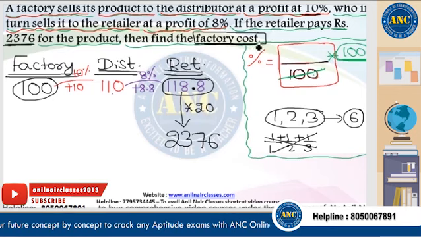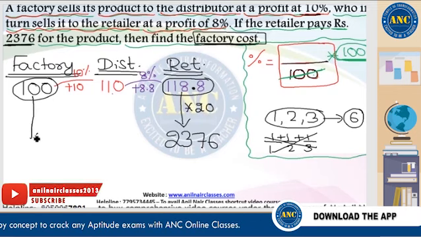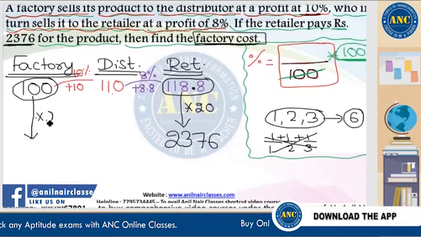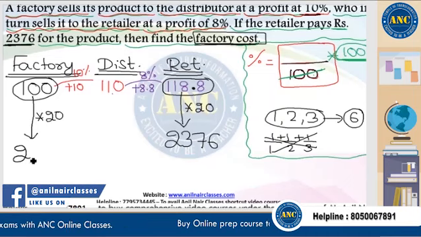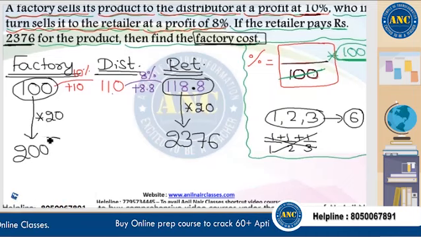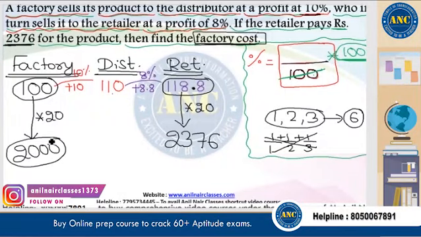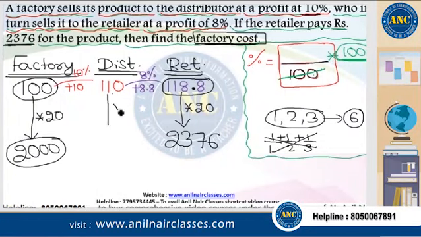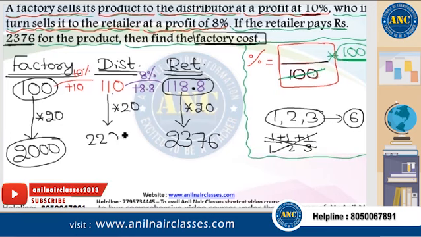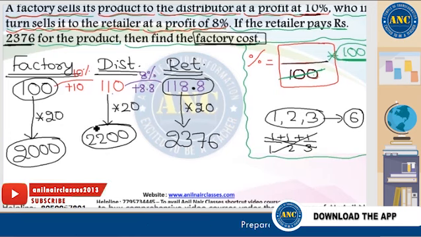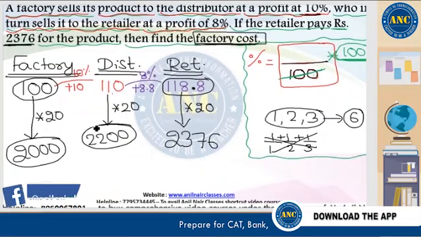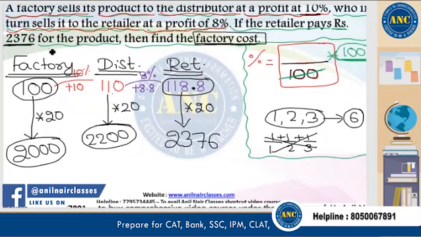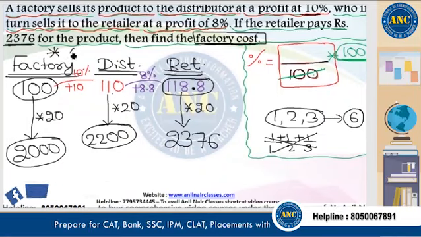Your question is find the factory cost. Factory cost of 100 also multiply by 20. 100 into 20 is 2000. The answer for this question is 2000. Suppose by chance they ask you to find the distributor cost. That also multiply by 20. Distributor cost is 2200. I believe the idea is very, very clear for you people. Now this is the question for our understanding.